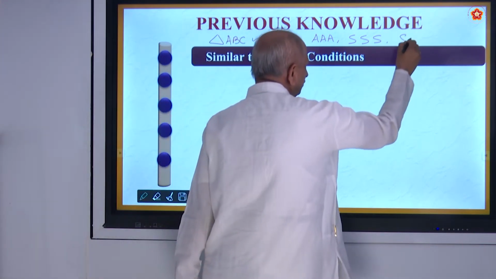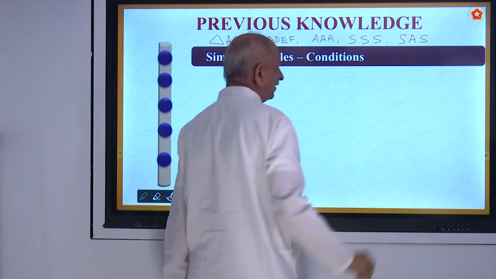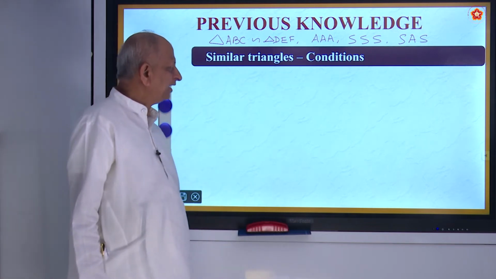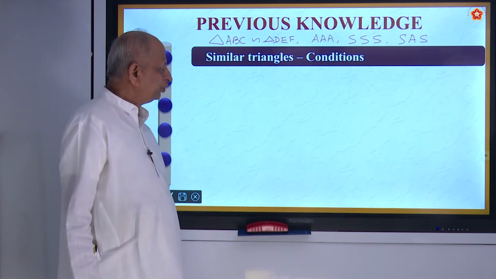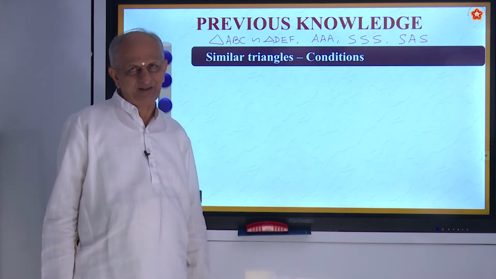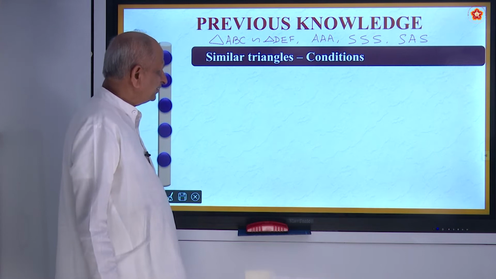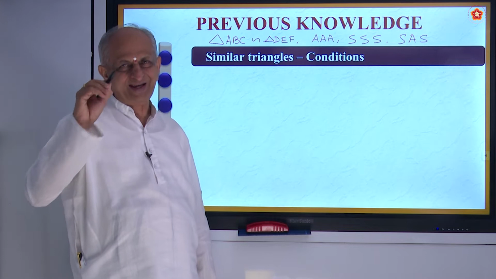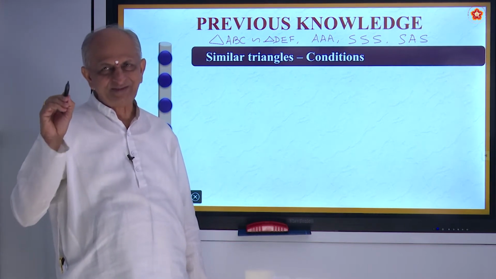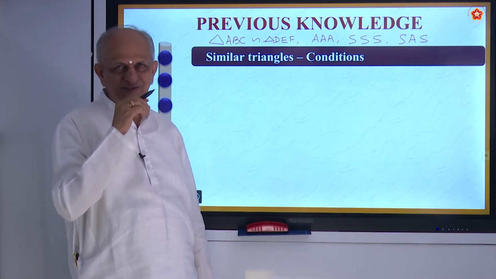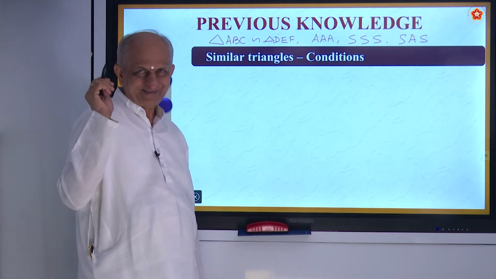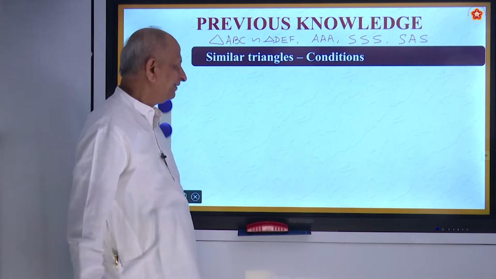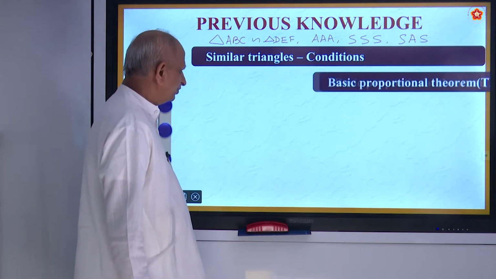And lastly, two sides and one angle of one triangle are equal to two sides and one angle of the other triangle. Then we say the two triangles are similar. So they are the conditions. A. Come on. What is A? Angle. Yes. What is S? Side. Two sides and included angle. That is important, you must note.